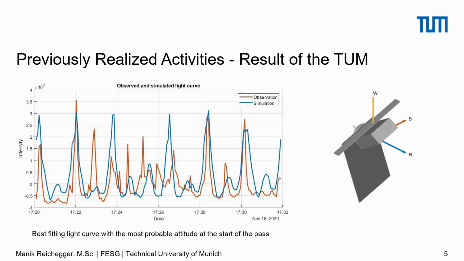At the Technical University, we observed some rocket upper stages as well as larger satellites, such as Envisat. Here, for example, we can see the result of a pass of Envisat in Munich in November 2020. Here we see in orange the recorded light curve, and in blue the best matching simulated light curve. To get a good match of the observation and the simulation, one has to find the rotation parameters, the surface properties, the attitude at the beginning, and also a 3D model of the satellite.